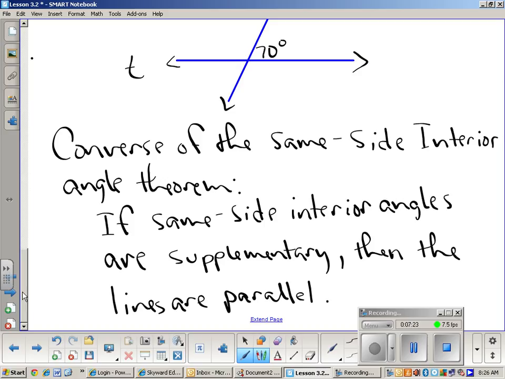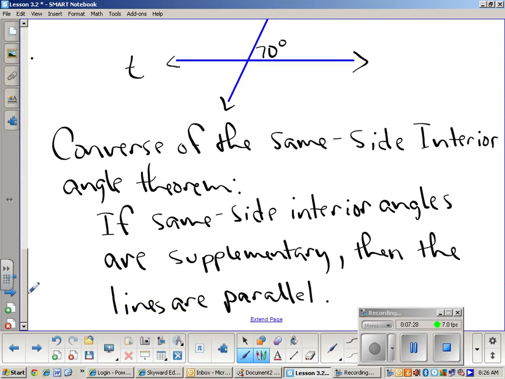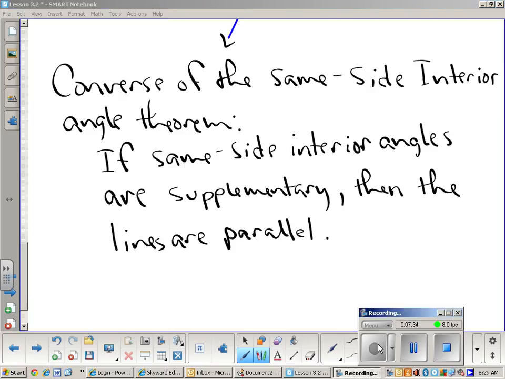Now the last theorem we talked about, I'll move down so you can copy down the theorem, and then we'll slide back up and look at the picture. Again, just to make sure you can read my writing: converse of same side interior angles theorem. If same side interior angles are supplementary, then the lines are parallel.